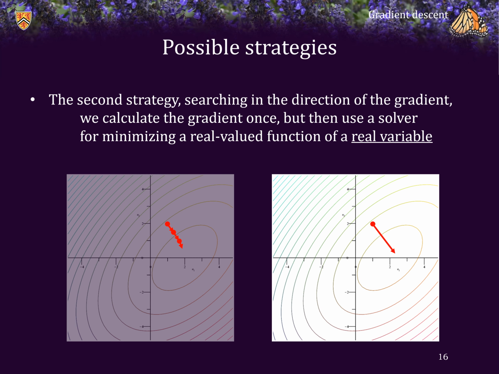Now, with the second strategy, we're searching in the direction of the gradient. That is, we are searching along a line. We've calculated the gradient once, but now we are minimizing essentially a real valued function of a real variable. So we've converted an n-dimensional problem into a one-dimensional problem. We've already looked at a number of algorithms for approximating solutions to finding a minimum of a real valued function of a real variable.